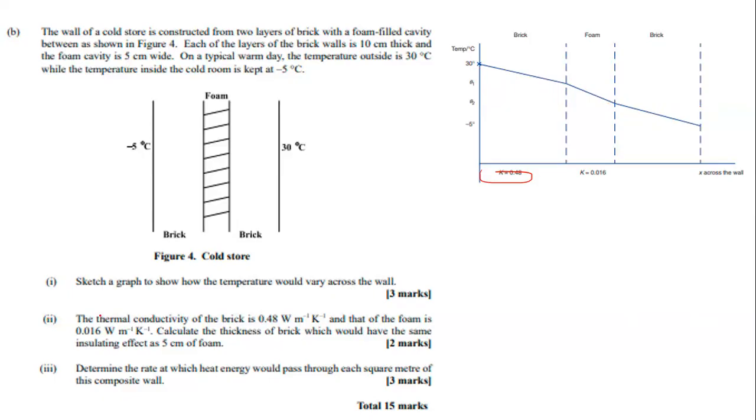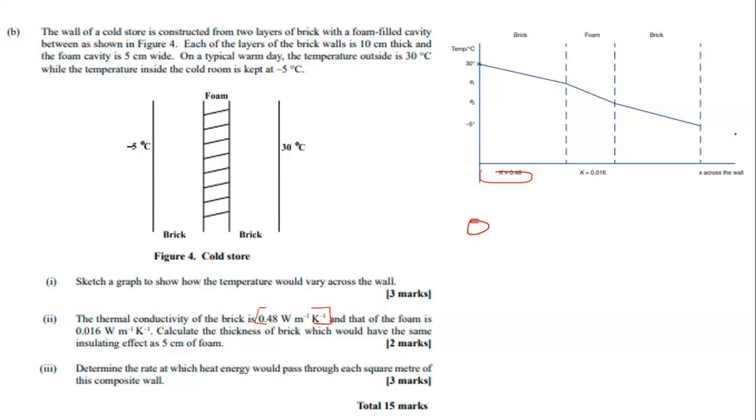So that is that. Now the question continues and says that the thermal conductivity of the brick is 0.48 watts per meter per Kelvin, and that of the foam is 0.016 watts per meter per Kelvin. It says calculate the thickness of the brick which would have the same insulating effect as the 5 centimeters of foam. By and large, you need to remember the overall equation to some extent. But before we talk about that equation, you should understand that the thermal conductivity of the brick is way higher than that of the foam.